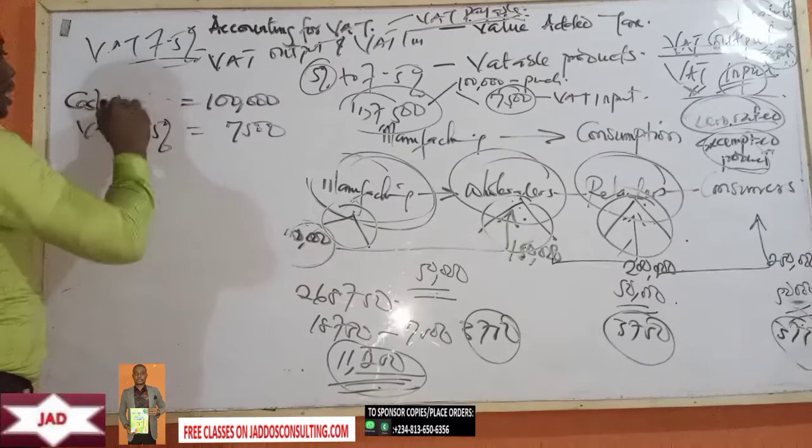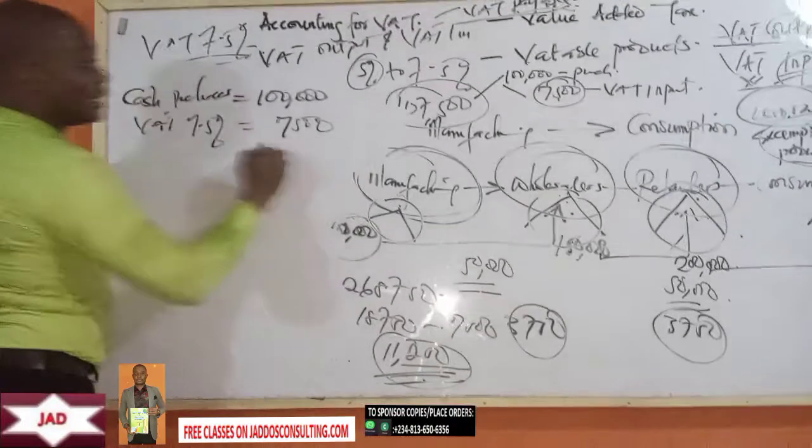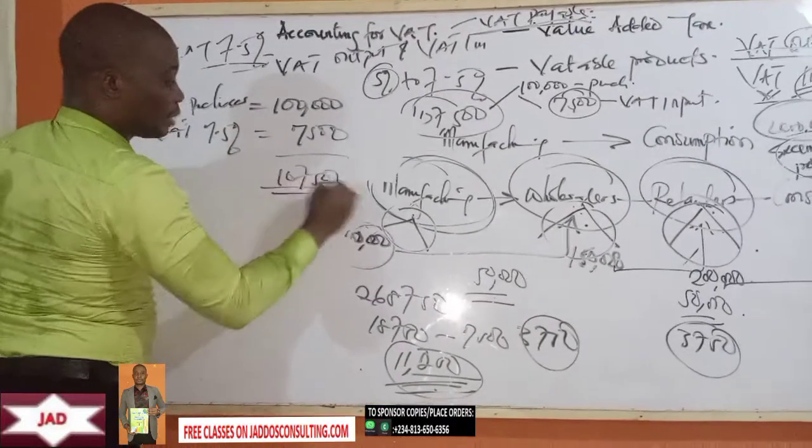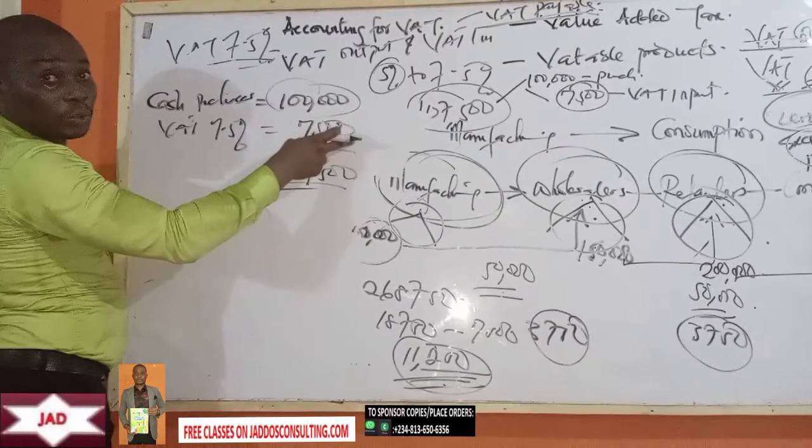No, let's call this cash purchases. Your supplier will give you an invoice totaling what? 107,500. This is what you're paying, but the actual purchases is what? 100,000. He's charging you 5%. So this is more like your input VAT.